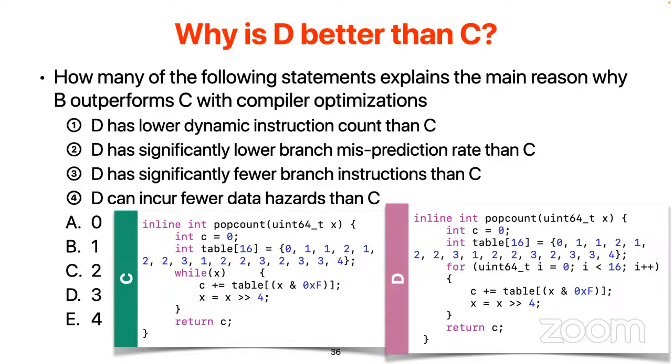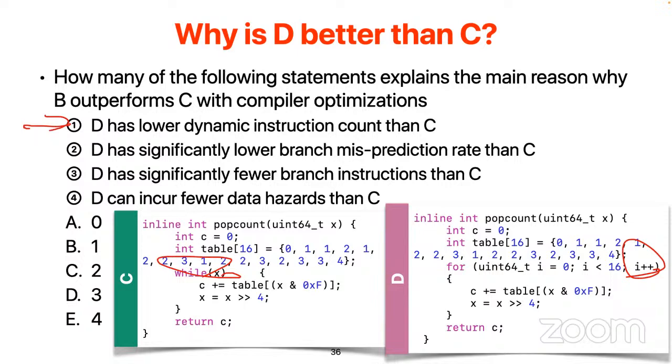What else? Okay, so first, do you think we are going to have lower instruction count? No, why not? Because this is a for loop and we are going to run it for 16 times every time, right? But this one has a while, so there's a potential that the loop will terminate earlier. So it should have a higher instruction count.